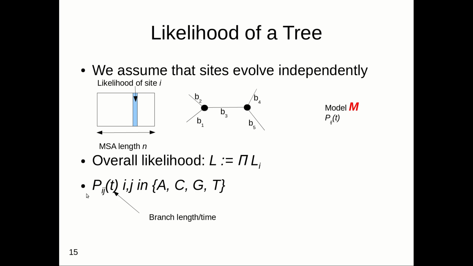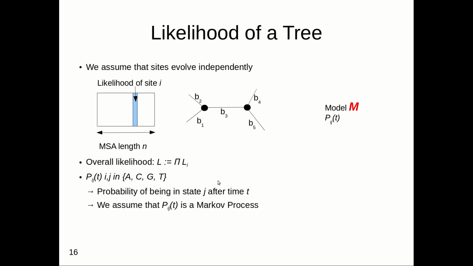All right, and so our transition probability matrix, as I said before, is given a branch length or time t, and our states are just from the set A, C, G, T. This transition probability matrix tells us the probability of being in state J after time t if we started in state I. And of course, that's why we did this lecture about Markov models: we assume that this transition probability matrix, Pij of t, is actually a Markov process.